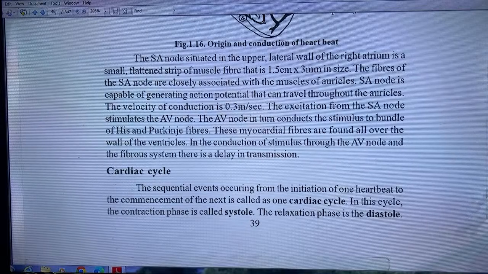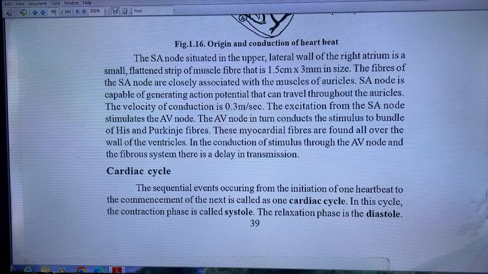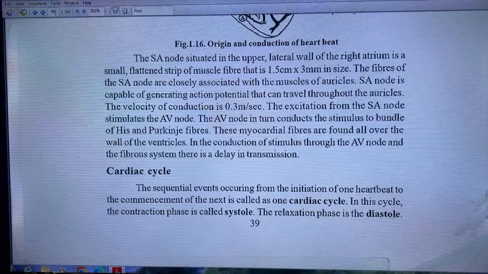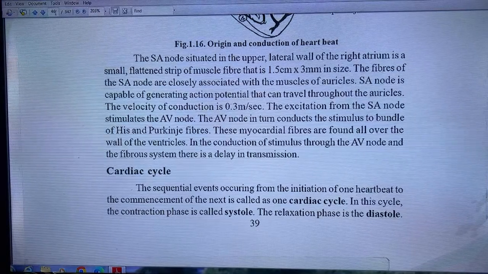The excitation from the SA node stimulates the AV node. The AV node in turn conducts the stimulus to the bundle of His and Purkinje fibers. These myocardial fibers are found all over the wall of the ventricles. In the conduction of the stimulus through the AV node and the fibrous system, there is a delay in transmission.